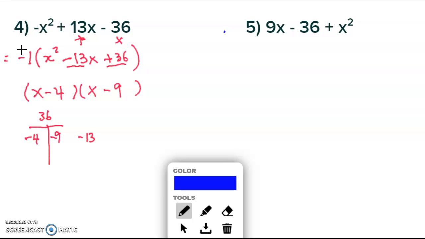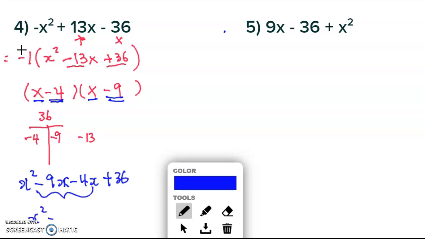So first with first, that's going to be x squared. Outside, x times negative 9 is negative 9x. And the inside is negative 4 times x, that's going to be negative 4x. And then finally, last is negative 4 times negative 9, which is positive 36. Notice that the negative sign in front of the number always belongs to the number that follows. Okay, you need to take the negative with it. And then finally, combining the like terms, I get x squared minus 13x plus 36, which is what I started off with.